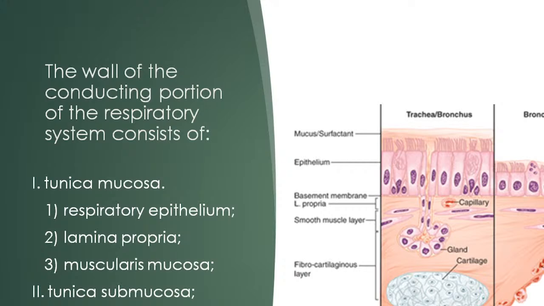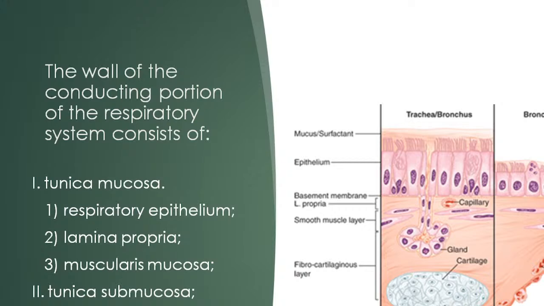What can we say about tunica mucosa? Tunica mucosa consists of three sublayers: respiratory epithelium, lamina propria, and lamina muscularis, or muscularis mucosae. Respiratory epithelium is pseudostratified columnar ciliated.